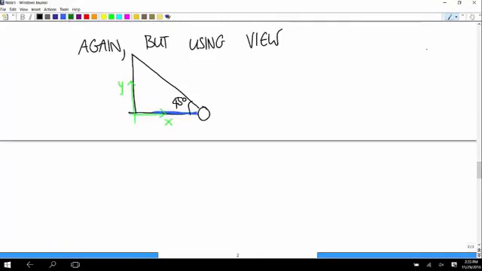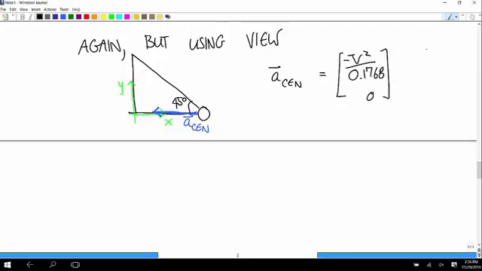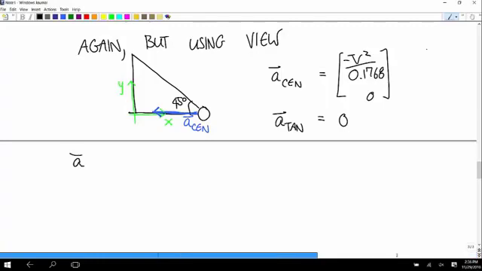Okay, so this is the centripetal acceleration. And the centripetal acceleration vector is negative v squared over 0.1768, 0 for y. Uniform circular motion, so there's no tangential acceleration. So the total acceleration is negative v squared over 0.1768, 0 for y.